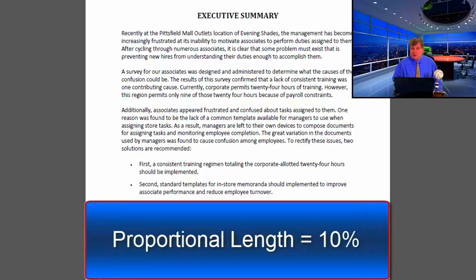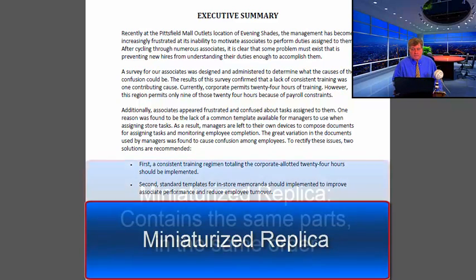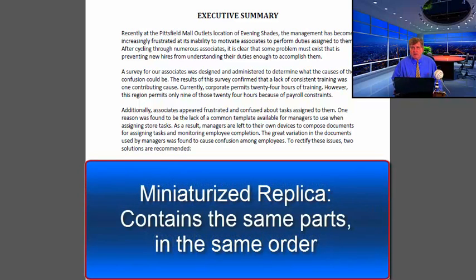And usually the proportion is 10%. So if the body of your report is 10 pages, your executive summary should be 1 page and not any more. If the body of your report is 20 pages, that means your executive summary would be 2 pages and not any more. Why? Because the executive summary is in miniature a replication of the full report. The executive summary contains the same parts as the full report in the same order, but, of course, highly distilled.